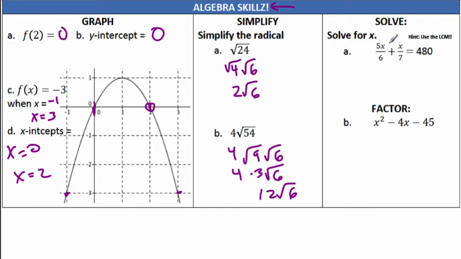All right, solving over here. I got to apologize. This worked out to a decimal. I try not to decimalize it, but you know what? It is what it is. You have to multiply everything by 42.